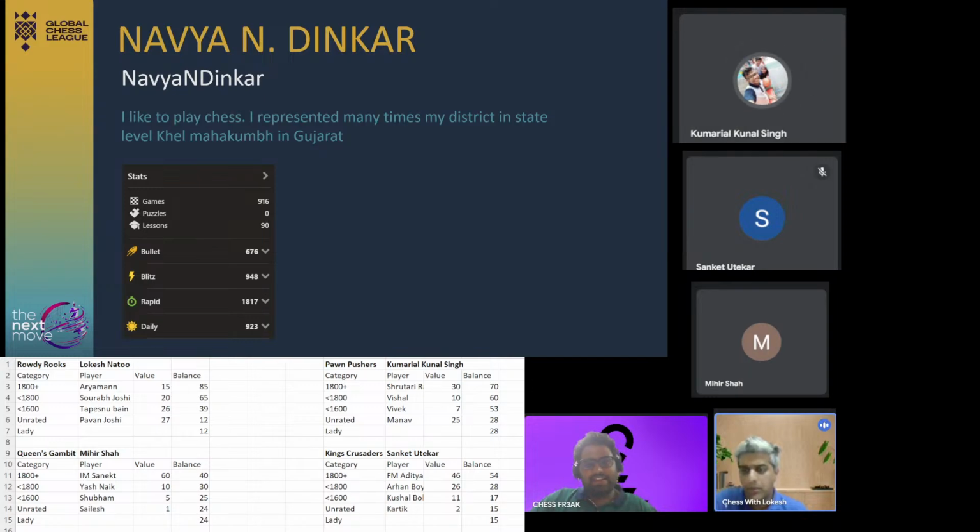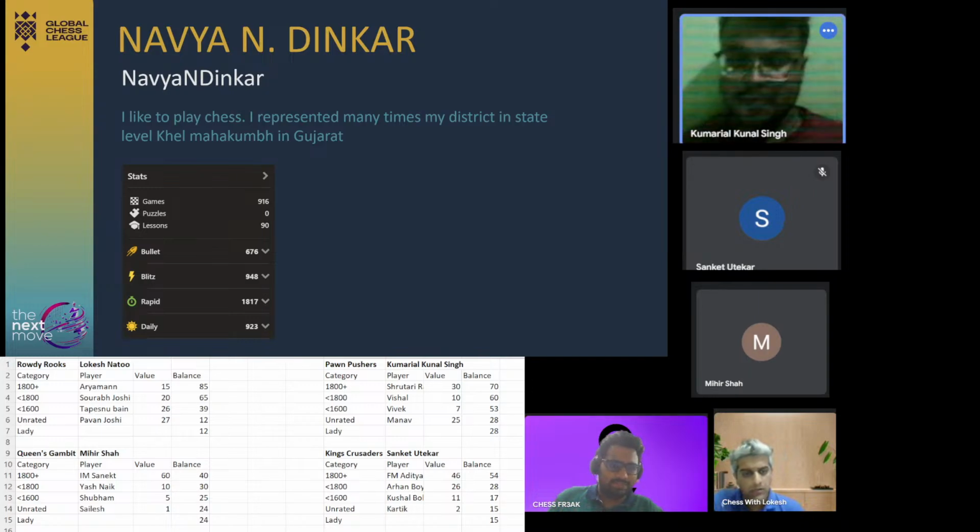I'm not doubting the player, but I think most of the games played must be rapid, and hence the high rapid rating. That is my guess on this. But this is the player profile. Rapid rating of 1817, a blitz rating of close to 1000, and bullet close to 700. And she says, I like to play chess, and she has represented her district in state level Khel Mahakumbh in Gujarat many times.